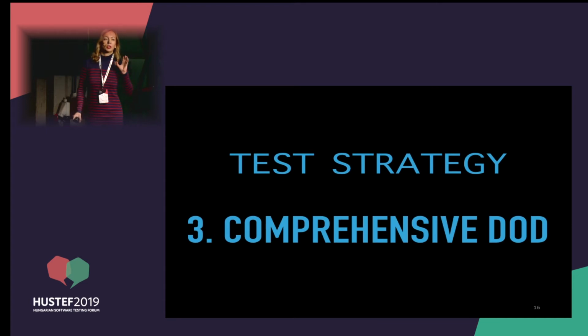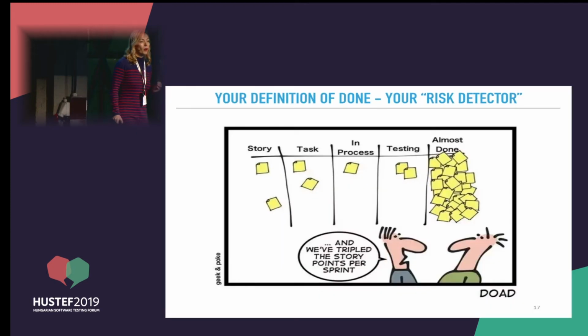The next point is comprehensive definition of done. And this is the most powerful risk detector for complex work. It will help you to reduce the risk of undone work by making transparent what is needed to create a done increment, and in making actually transparent all impediments that are getting in the way of achieving this goal. The bigger the gap between what the team defines as done and what actually needs to be created, the more disruption will be happening in the future due to undone work.